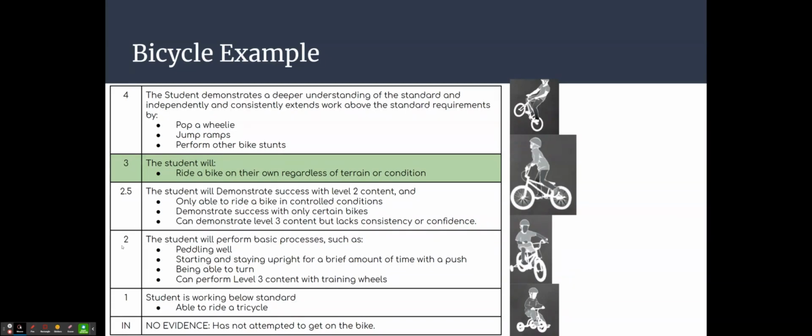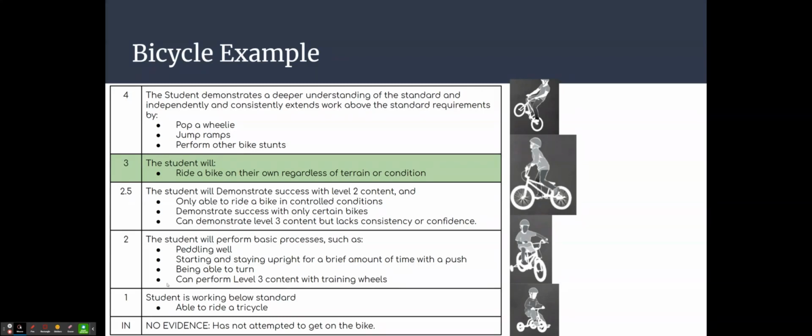So then we look at what goes at a level 2. I thought, well, being able to pedal confidently, and this is something she struggled with early on. She kept trying to start the bike and would pedal backwards by accident, right? Trying to get going. Being able to start and stay upright for a brief amount of time with a push, right? Like, okay, you got her going, and now she can pedal around. Being able to turn. My daughter was very good about turning left, but turning right was a problem, especially if there was an obstacle in the way. And this was all, by the way, in the gym in a very safe, controlled way.